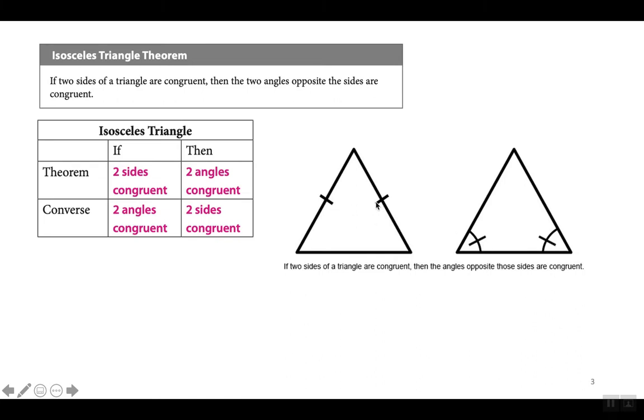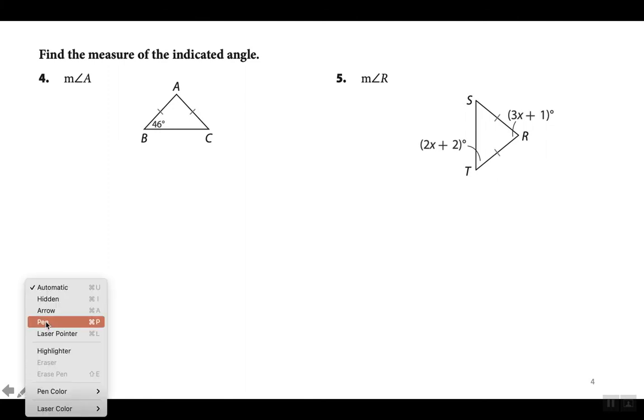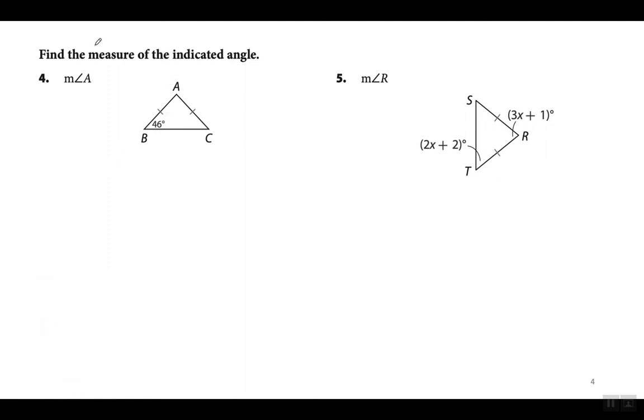Let's look at some example problems. They're pretty simple. Okay, so in number 4, we got to find the measure of angle A.